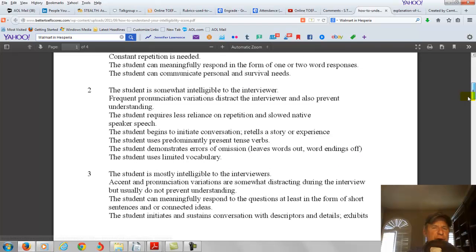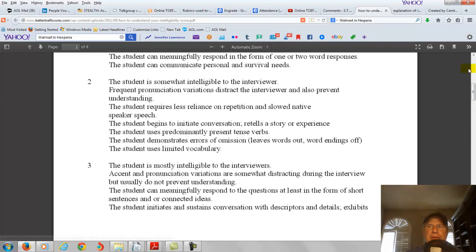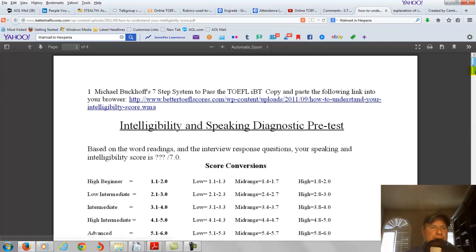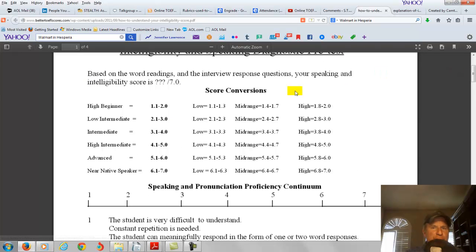I'm going to see you probably a little bit better than that. So I'm going to put you in the 3 range here. So I'm going to put you at about 3.4 out of 7. So intermediate level with your speaking fluency.